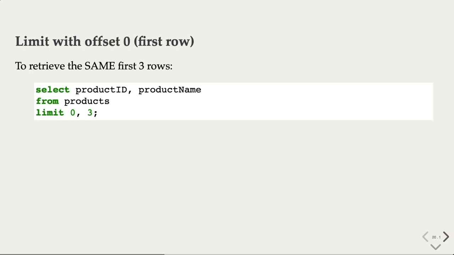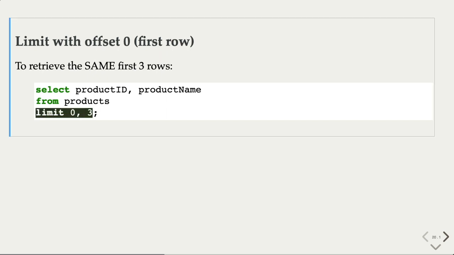There is another parameter here in the limit. So the full limit clause should be limit 0, 3, which means we want to start from the 0. The offset is 0, which is the first record, and then we want to return the 3 rows from the starting point, which is 0. So this will retrieve the same from the previous page, the same first 3 rows from the products table.